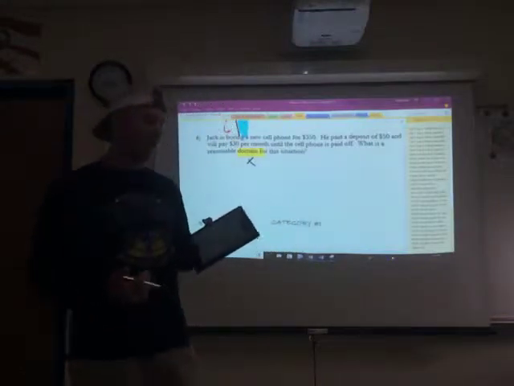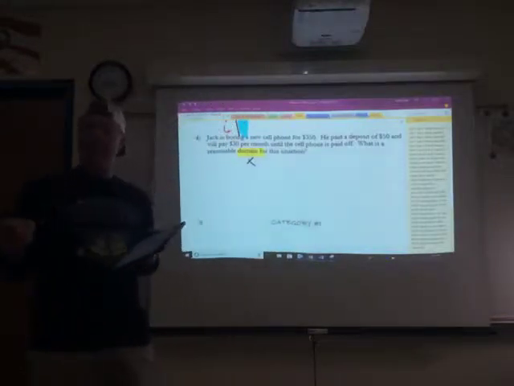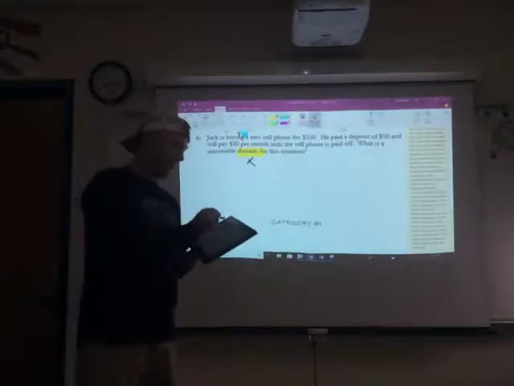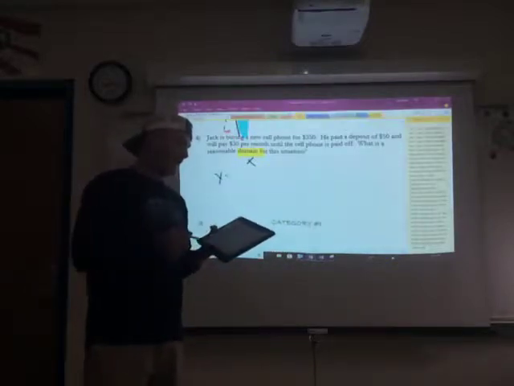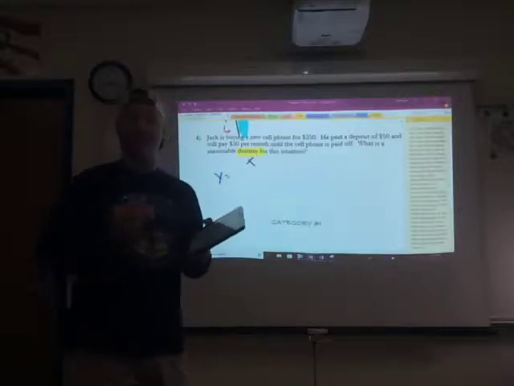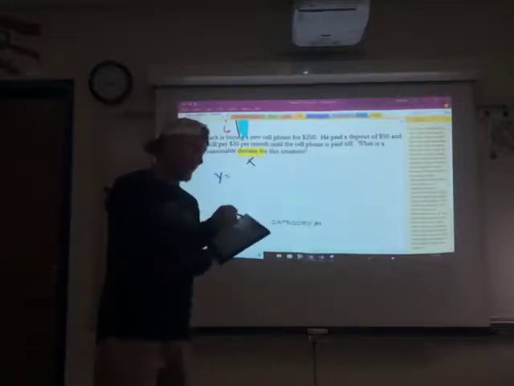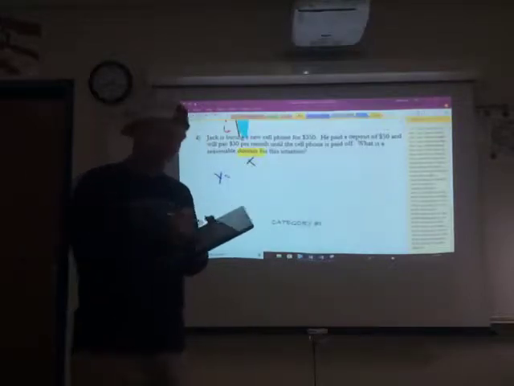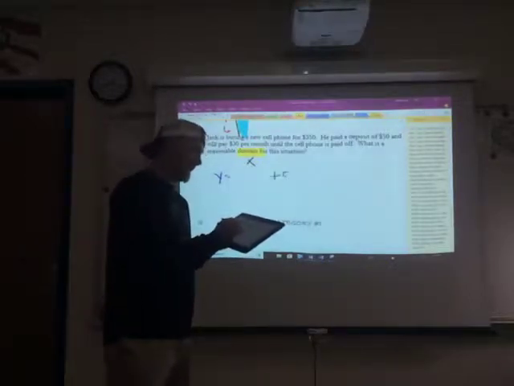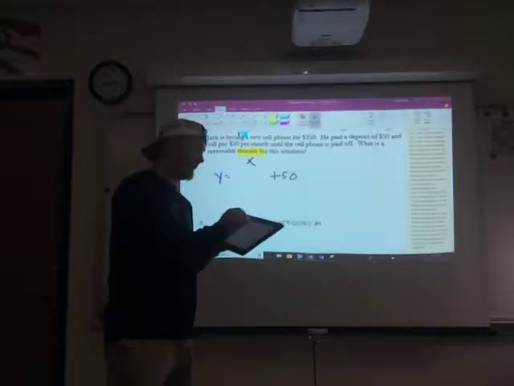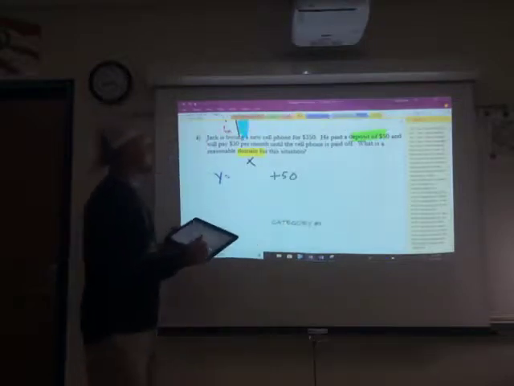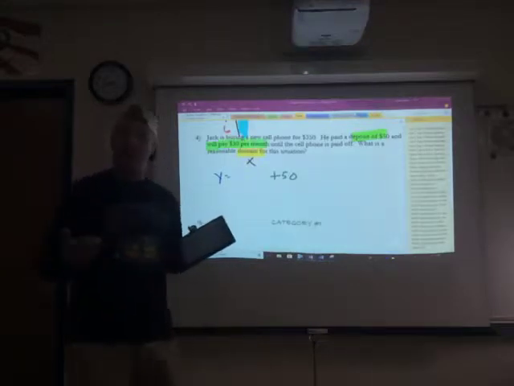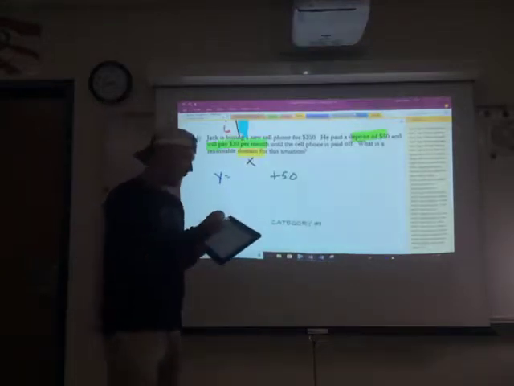So first you have to understand what is x representing and what's your outputs or y representing. So I know that y is going to represent the total amount he spends on the phone. The other side of the equation is going to represent what he pays. It tells us that he pays an initial deposit of $50. It also tells us that he will pay $30 per month until the cell phone is paid off.